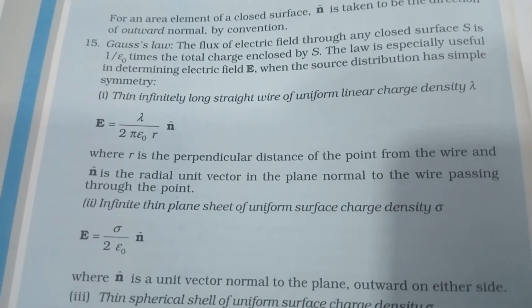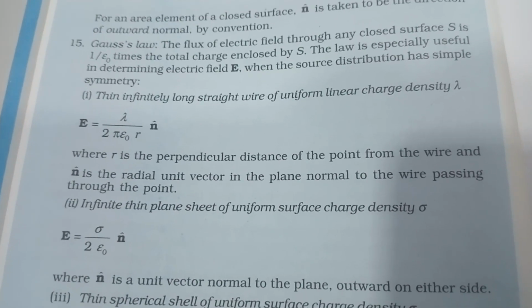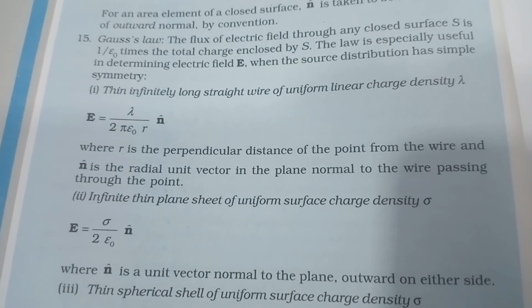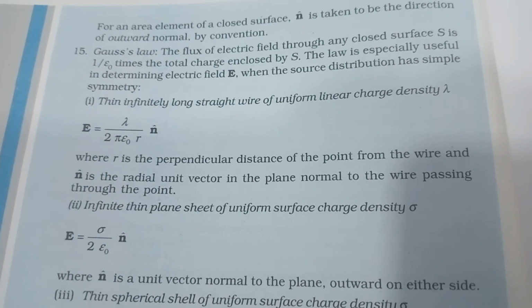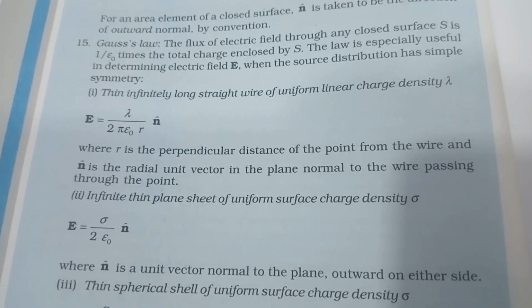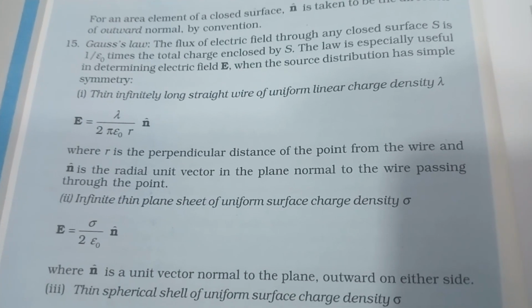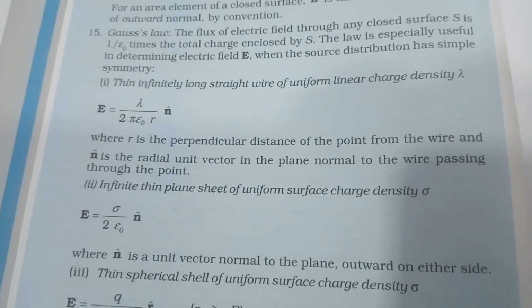The flux of electric field through any closed surface S is 1 by epsilon naught times the total charge enclosed by S. The law is especially useful in determining electric field when the source distribution has simple symmetry.